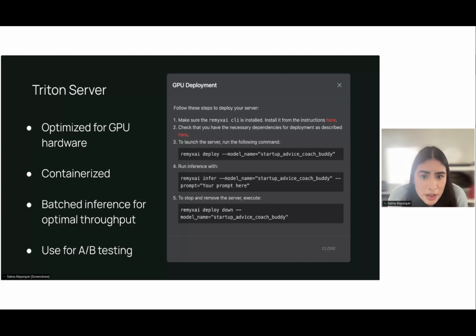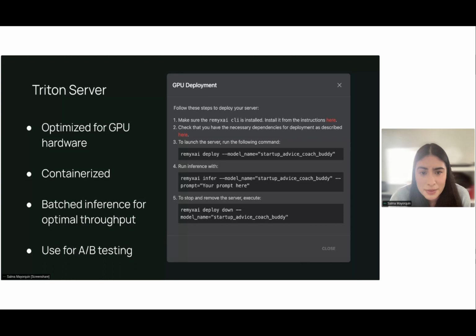You can do batched inference for optimal throughput. So essentially, because it's optimized for GPU hardware, they have the ability to batch all of the incoming requests and then use maximally the compute inside the GPU to then return the output for the variety of clients.